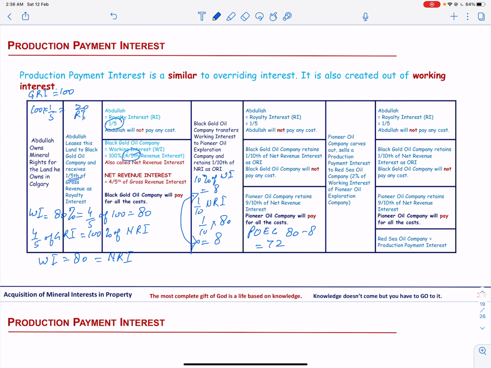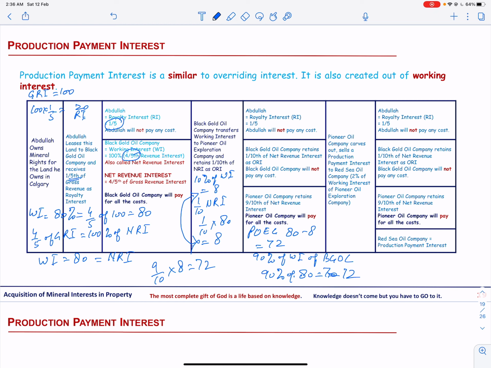That means Pioneer is going to have 90% of working interest of Black Gold Oil Company. So 90% of 80 is equal to 72. You can also say that 9 upon 10 of 80 is equal to 72.